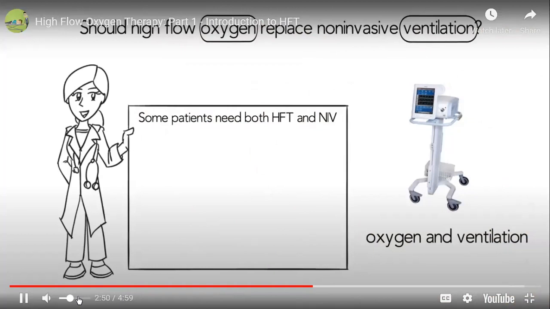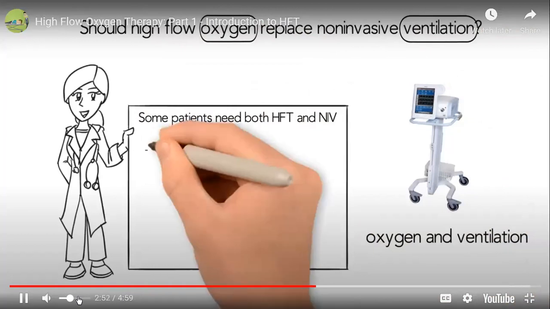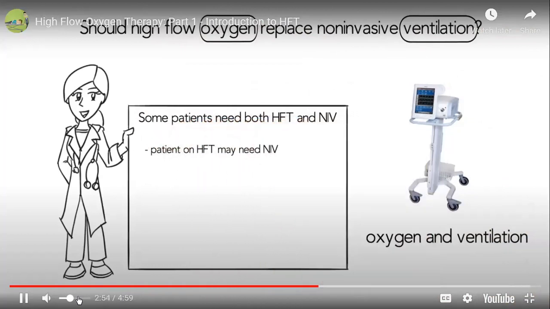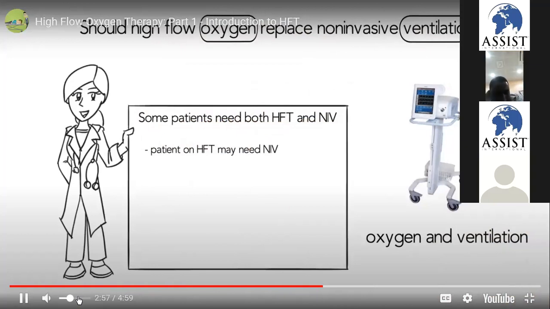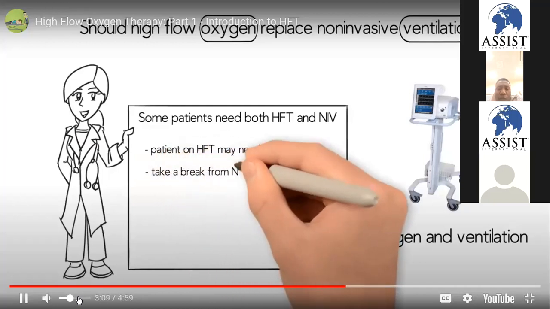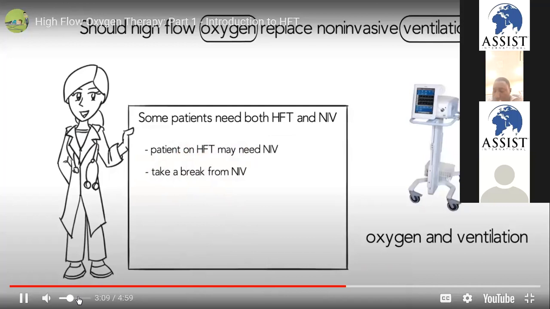For example, some patients may be on high flow therapy but require more support. Clinicians sometimes escalate to NIV to prevent, if possible, intubation and invasive mechanical ventilation. And if a patient is on NIV and can tolerate short breaks, clinicians sometimes switch to high flow therapy to allow the patient to have that temporary break from NIV where they can eat, talk with their relatives, take an oral medication. You get the idea.